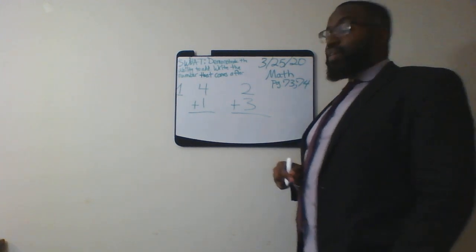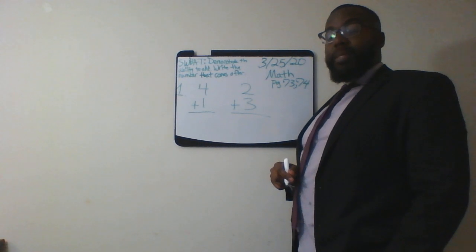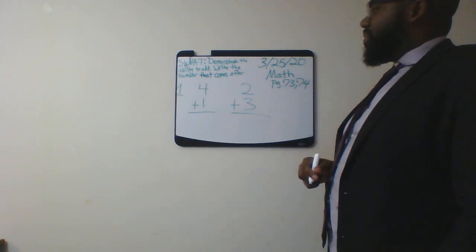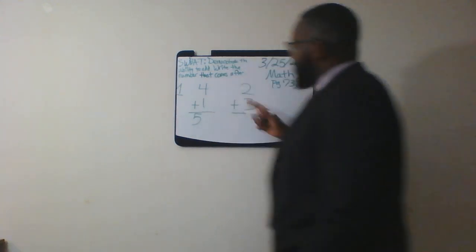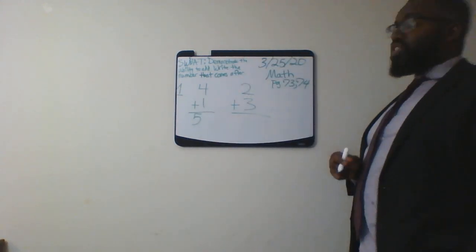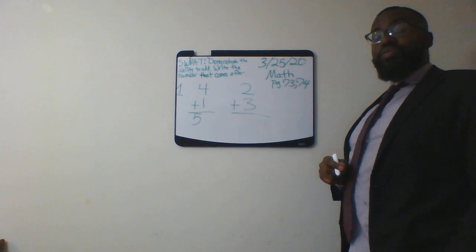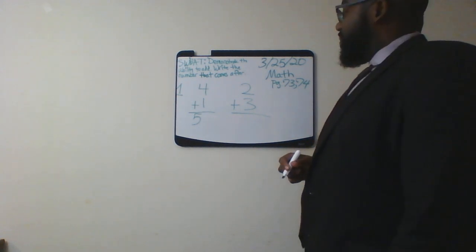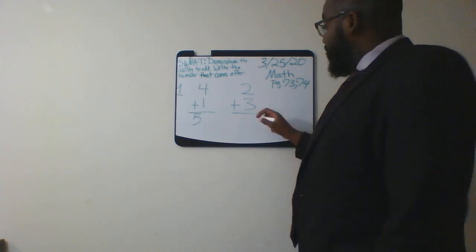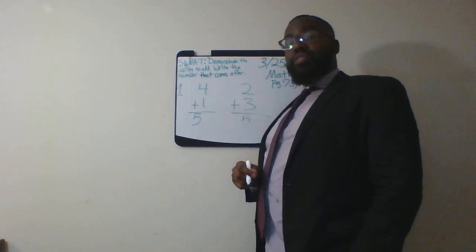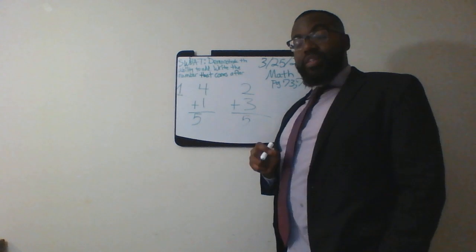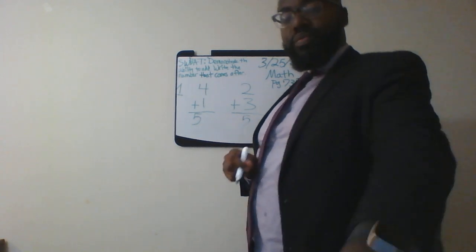What is 4 plus 1? Good job. That's indeed 5. Now go to the next one. What is 2 plus 3? Yes, it is 5 as well. 4 plus 1 is 5, and 2 plus 3 is 5. So for the rest of number 1, you're going to add those problems on your own.